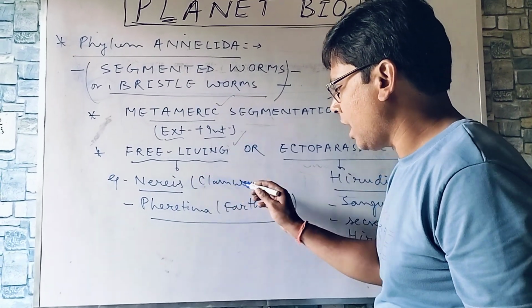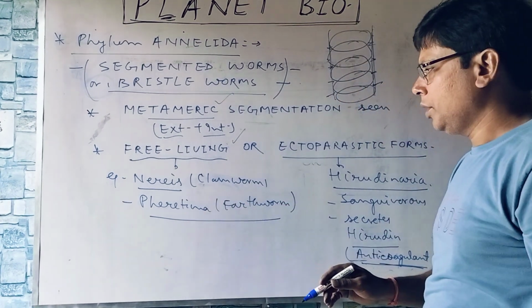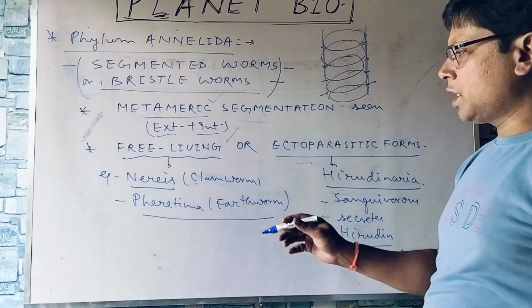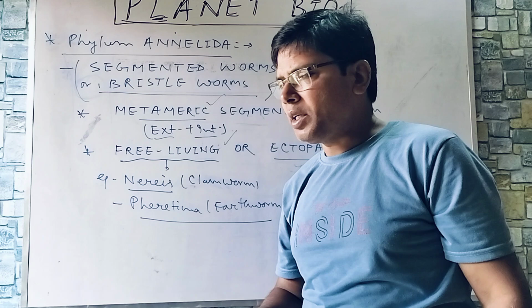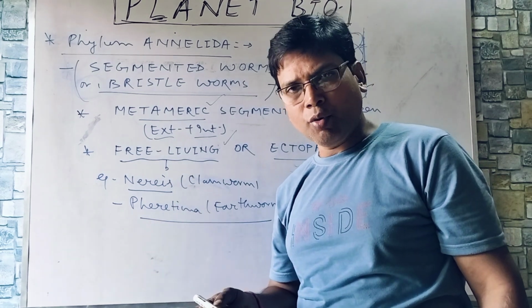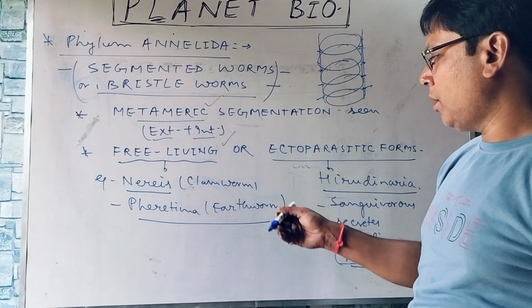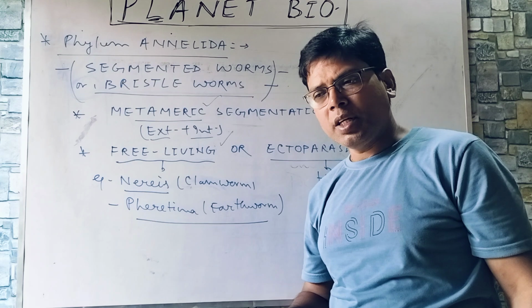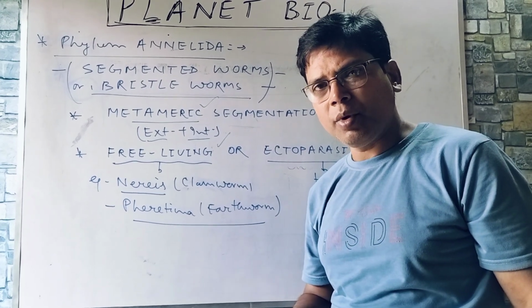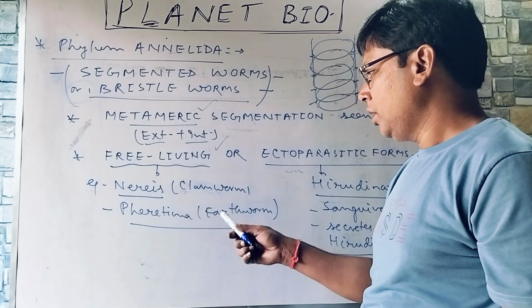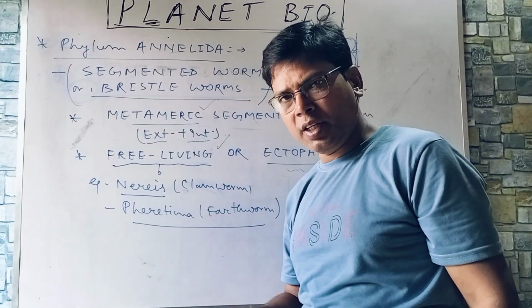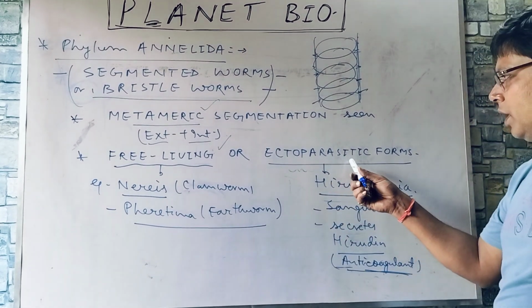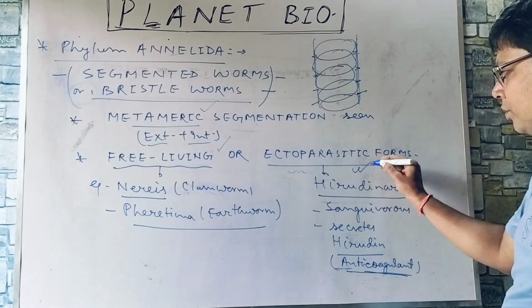For example, Nereis, clamworm, and Pheretima, earthworm. Pheretima, as you know, is the farmer's friend, and its fecal matter is helpful in maintaining the fertility of the soil. That's what we call vermicomposting. Pheretima was well studied by Karmanara and Bahl from Lucknow University, and there are 500 species of Pheretima in this globe. But another one, ectoparasitic, is found in fresh water.